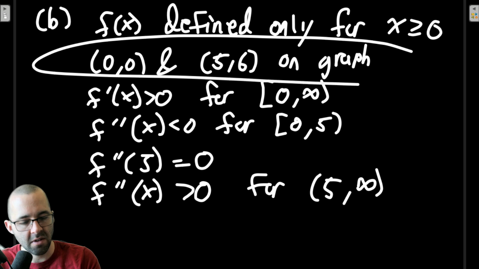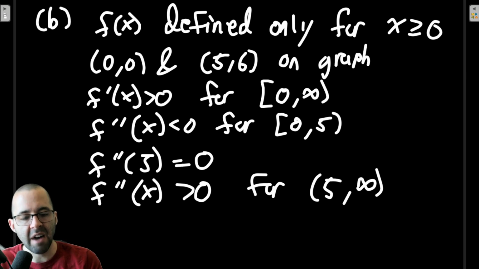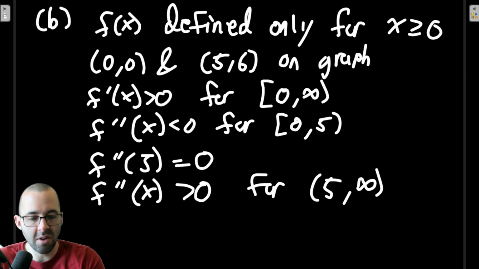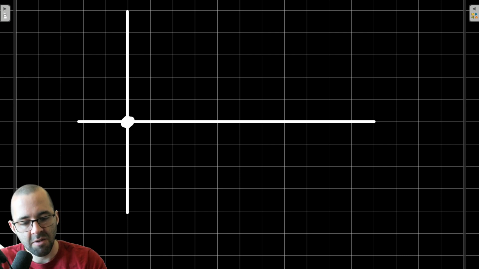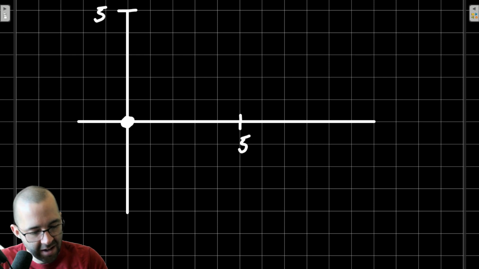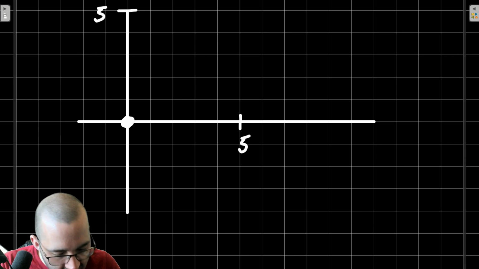Next piece of information. The points (0, 0) and (5, 6) are on the graph. So we're just going to go plot them. (0, 0) is right here. (5, 6): 1, 2, 3, 4, 5. This is 5. 1, 2, 3, 4, 5. This is 5.